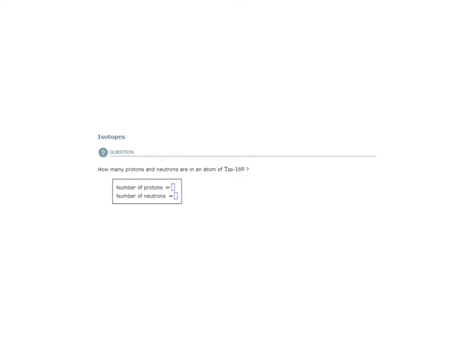Here we introduce a new concept, and the concept that we're introducing here is the concept of isotopes. The question says, how many protons and neutrons are in an atom of Tm169? This convention is used to talk about isotopes, so we have Tm169. And the question is, what does that 169 represent? Well, this 169 here is the atomic mass of this particular isotope.